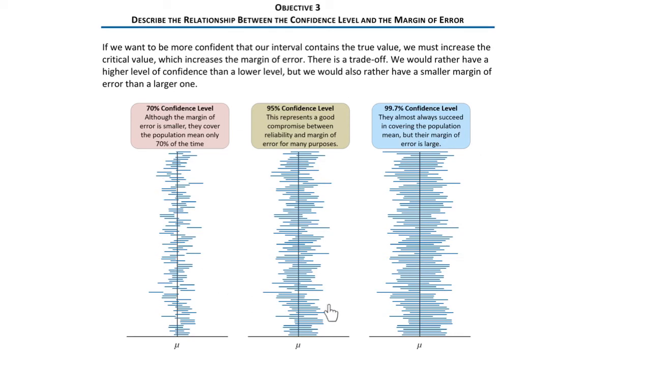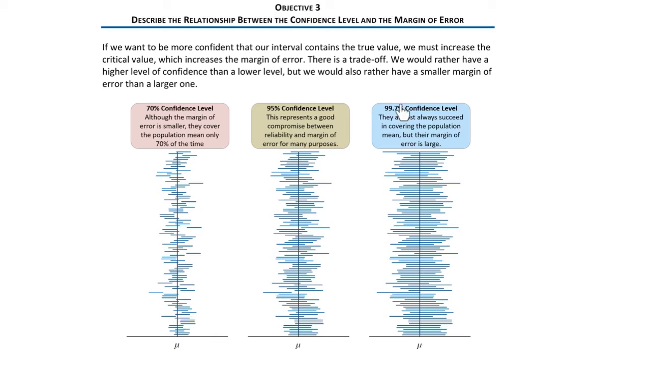This diagram illustrates the trade-off between the confidence level and margin of error. 100 samples are drawn from a population with mean mu. The center diagram represents the 95% confidence intervals, each based on one of these samples. The left one is the 70% confidence interval, based on the same samples. These intervals are narrower because they have smaller margin of error, but many of them fail to cover the population mean. You can see that here. These intervals are too unreliable to be of any practical value.